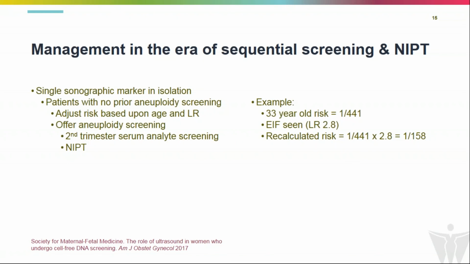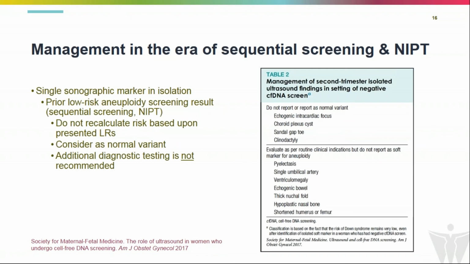But additionally, you can offer and should speak to her about potentially performing either second trimester serum analyte screening or the quad screen, or performing an NIPT. But what about the mom who has already had prior aneuploidy screening and that result was already considered low risk, and that includes both NIPT and sequential screening?